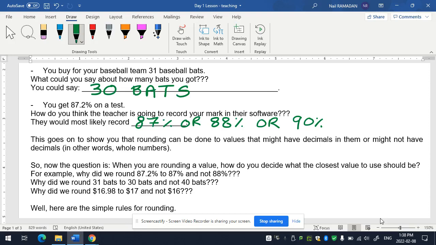Okay. So now the question is, when you are rounding a value, how do you decide what the closest value to use should be? For example, why did we round 87.2 to 87 and maybe not 88? Why did we round 31 bats to 30 and not all the way up to 40? Why did we round 16.98 to 17 and not down to 16? Okay. Although stores have different ways. I mean, usually they round down when they give you change. So they kind of take the hit for you and they give you more change. That's when we switched from pennies to just 5 cents or a nickel.